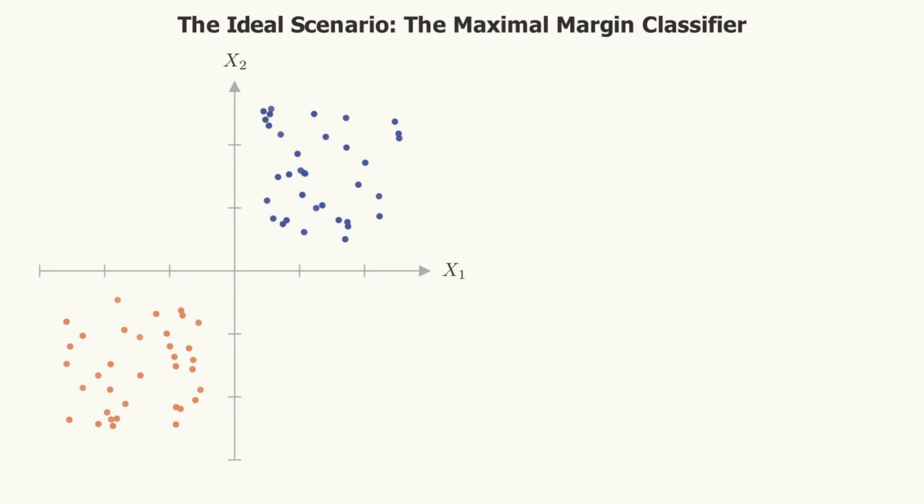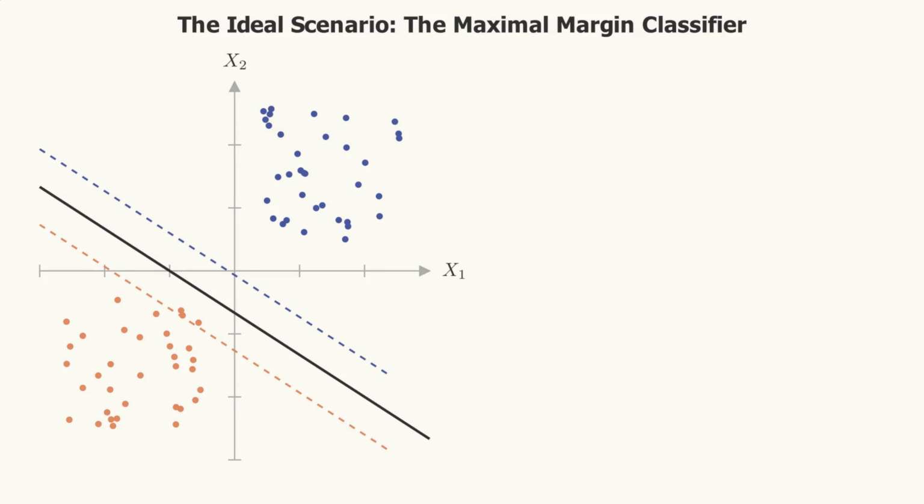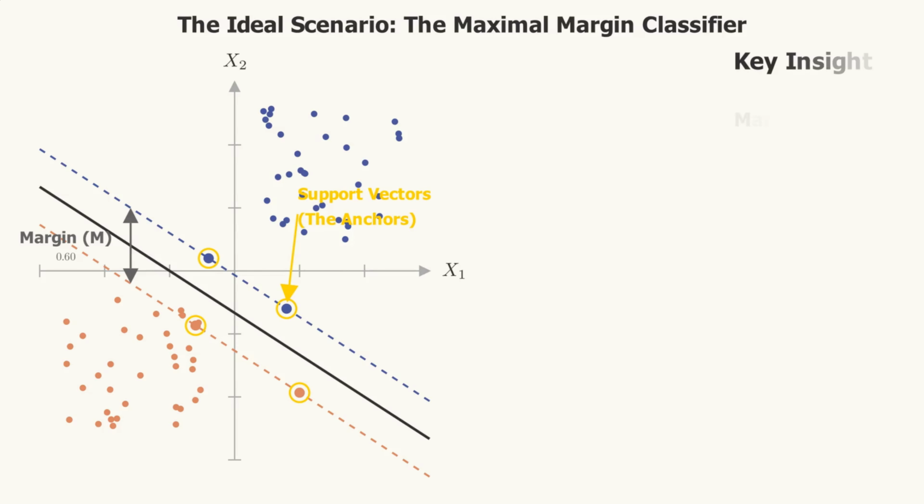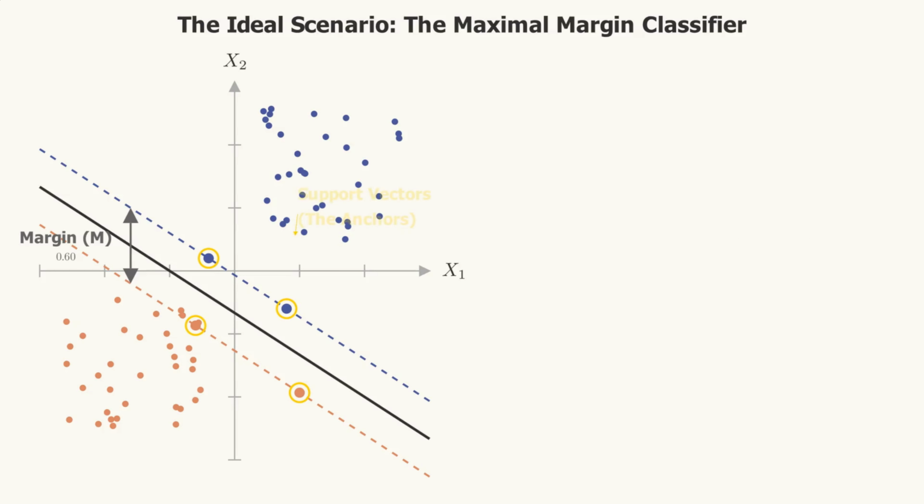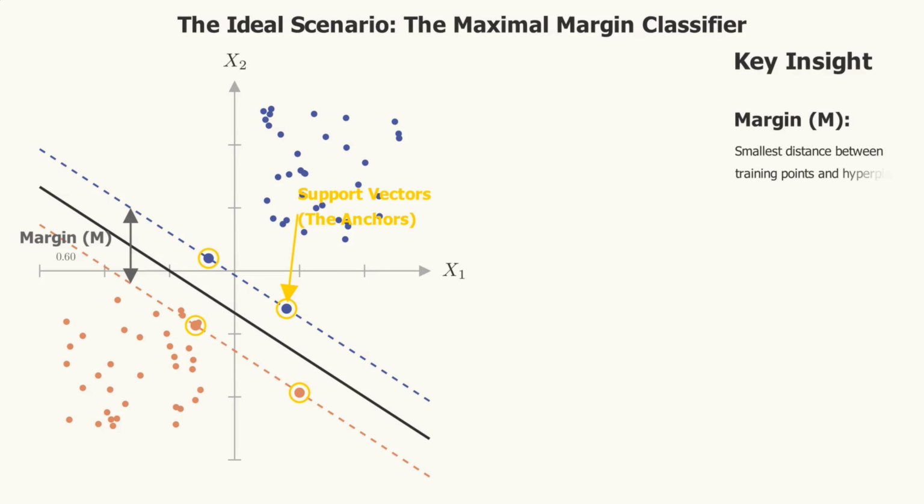Here is the most critical insight. Most of the data points actually do not matter. Watch as we move a non-support vector. The boundary stays perfectly still. The model is completely robust to these points. However, if we move a support vector even slightly, the entire boundary must shift to maintain that maximal gap. This is why they are called support vectors. They are the only points supporting the position of the hyperplane. By maximizing this gap, we find the most stable separation possible.